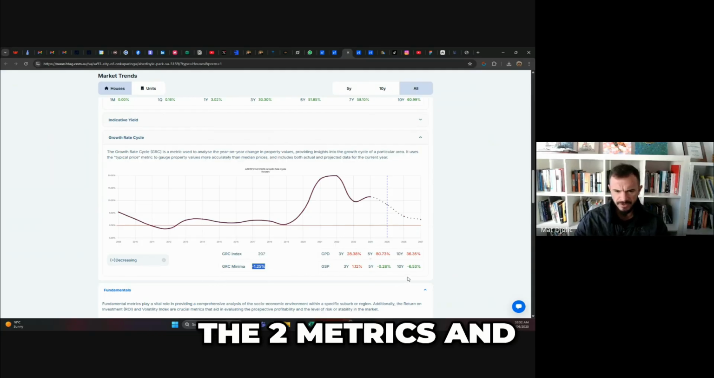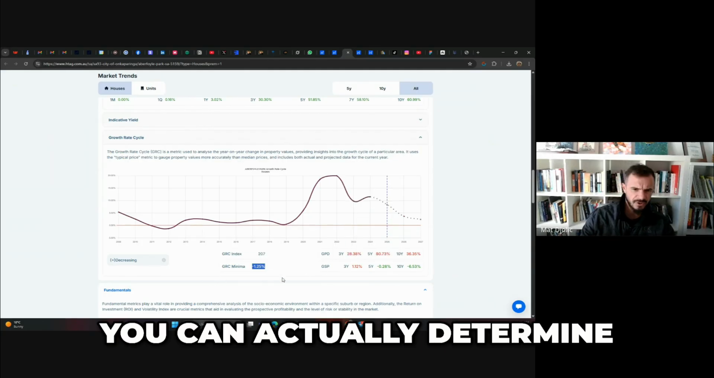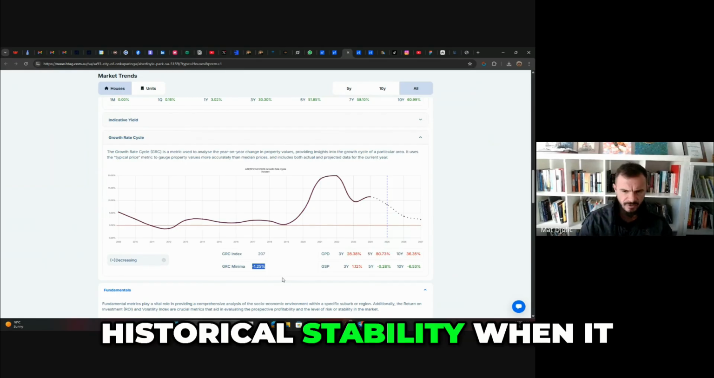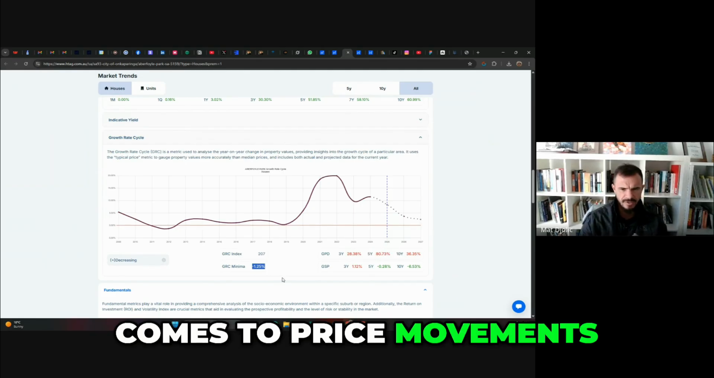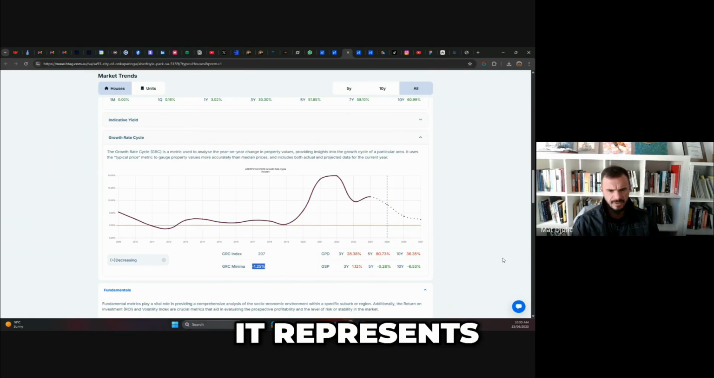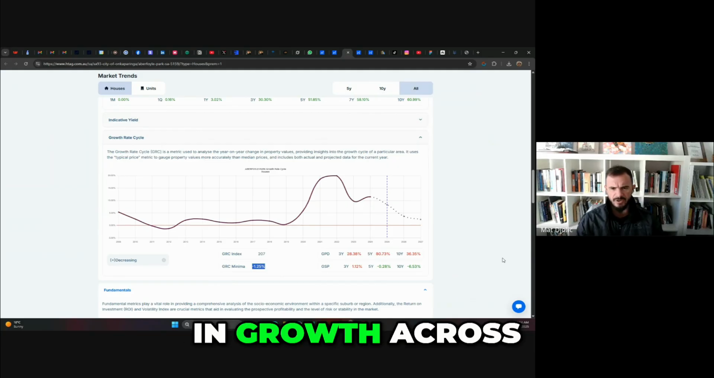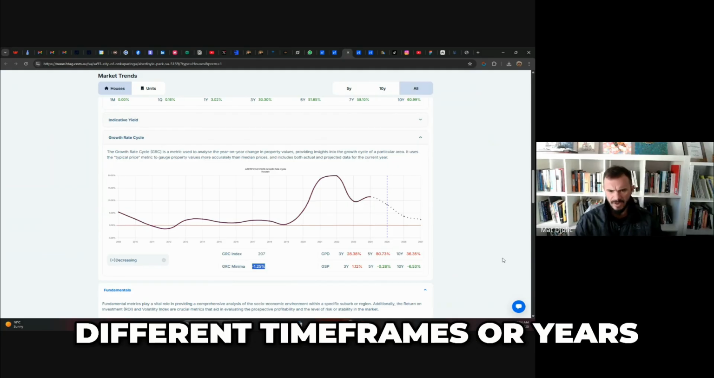And when you combine the two metrics and you look at the graph, you can actually determine the area's historical stability when it comes to price movements. In a nutshell, it represents the rate of change in growth across different timeframes or years.